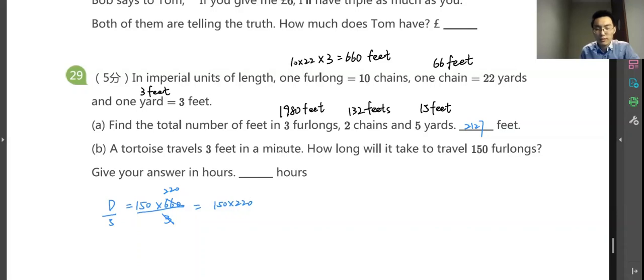Remember, this is minutes, but we want to give our answer in hours. So we divide it by a 60 again. So this 0 and this 0 cancels out. This 6 and the 22 cancels out, leaving an 11 and a 3. And then 3 and 150 cancels out, leaving a 50. So that will be 550 hours. And that is the answer to question number 29.